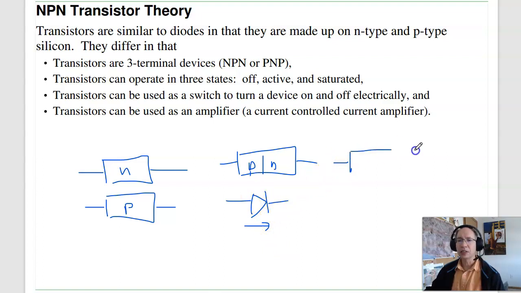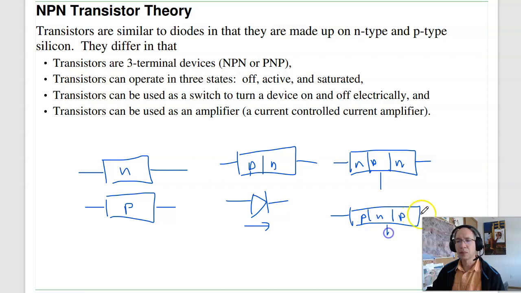Today we're going to look at another variation. If I take three types, put it together, I get a bipolar junction transistor, and there's actually two types. It could be NPN or a PNP. Now, what transistors do, they're very different than diodes. A transistor can operate in three states: off, active, and saturated. They can be used as a switch to turn a device on and off. They can also be used as an amplifier.